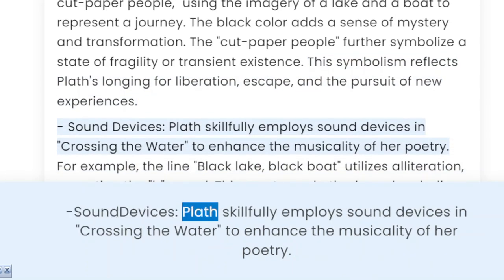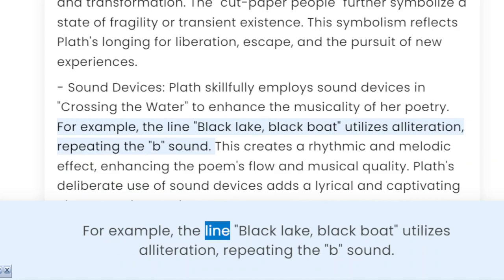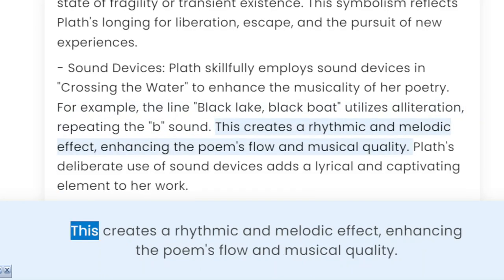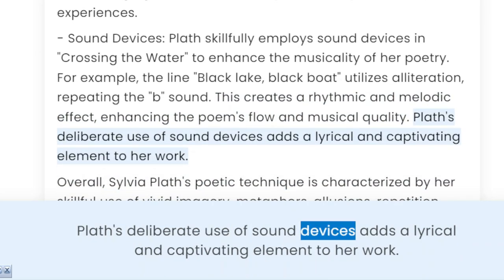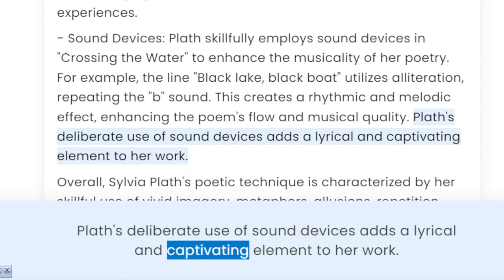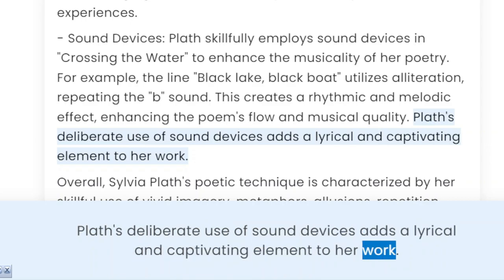Sound devices. Plath skillfully employs sound devices in Crossing the Water to enhance the musicality of her poetry. For example, the line "Black lake, black boat" utilizes alliteration, repeating the B sound. This creates a rhythmic and melodic effect, enhancing the poem's flow and musical quality. Plath's deliberate use of sound devices adds a lyrical and captivating element to her work.